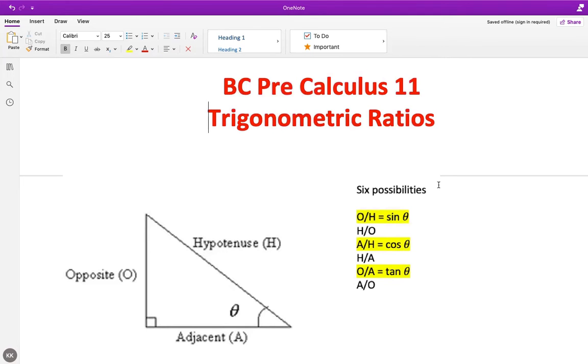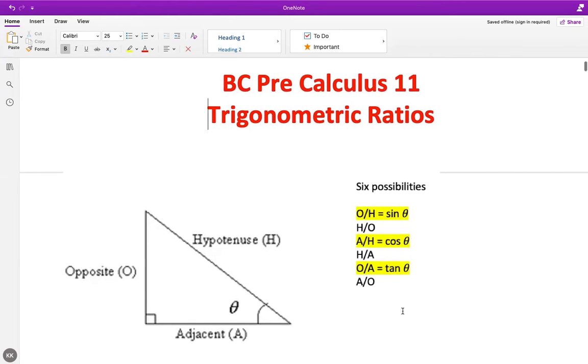Basically, we have 6 possibilities for trig ratios. Opposite over hypotenuse gives you the sine theta ratio. Adjacent over hypotenuse gives you the cosine theta ratio. Opposite divided by adjacent gives you the tangent theta ratio. You have learned this in Math 10 classes.